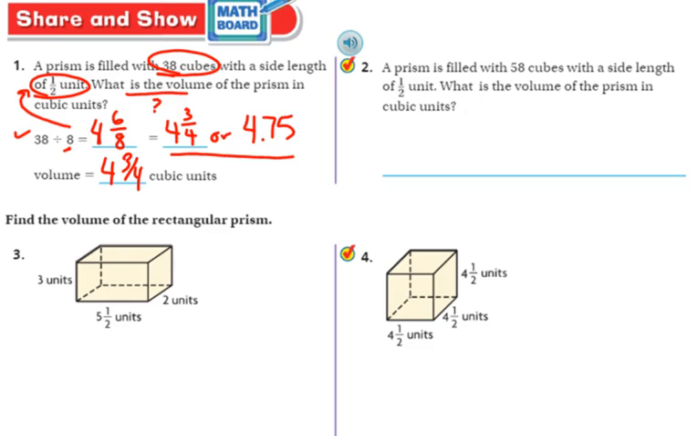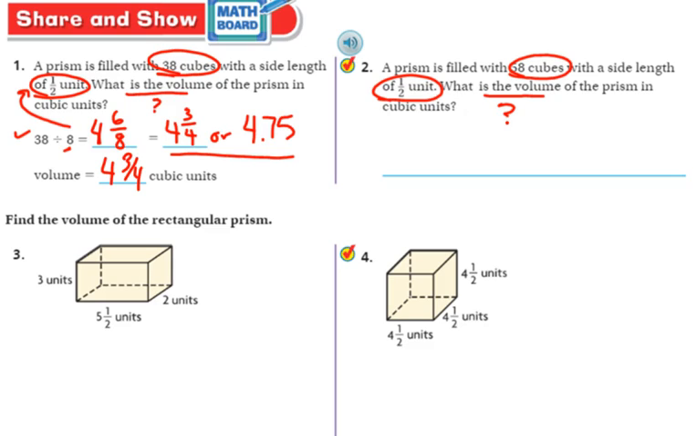All right, let's take a look at number 2 here. Actually, I'd like you to go ahead and pause the video and complete number 2 after we read it. A prism is filled with 58 cubes with a side length of 1/2. What is the volume of the prism in cubic units? This is very similar to question 1. So go ahead and pause it up and complete it on your own.